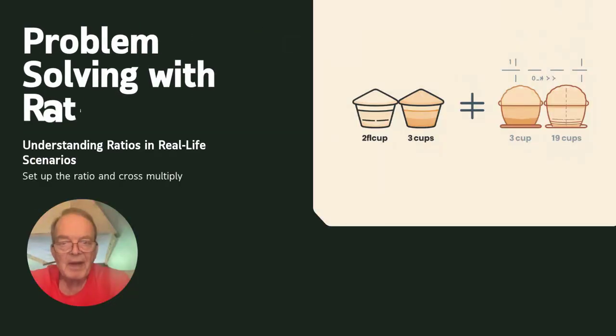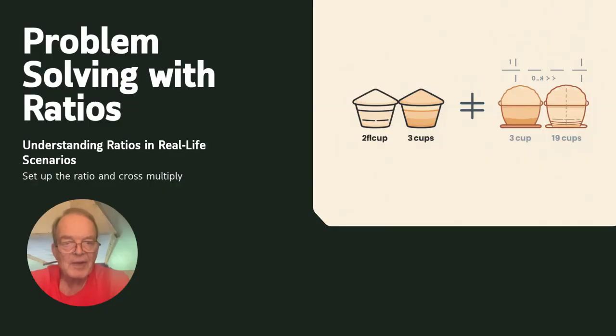Domain 3 is problem solving and data analysis. This one's less about algebra and more about reading a chart, a table, or a ratio correctly. Here's an example. A recipe uses 2 cups of flour for every 3 cups of sugar. If you use 9 cups of sugar, how much flour do you need?